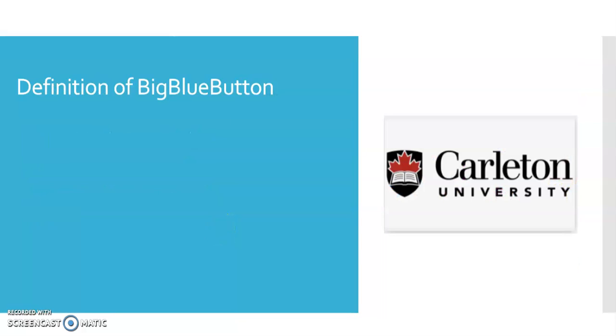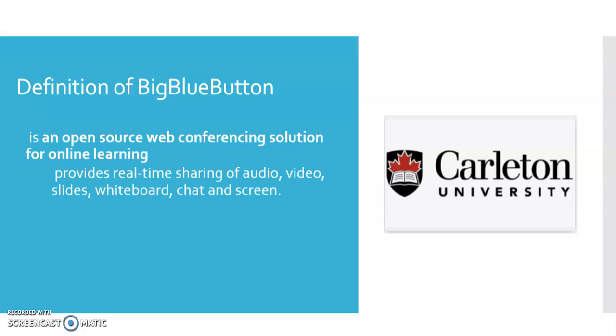So then, what is this big blue button? Now, the big blue button is an open source web conferencing solution for online learning. By open source, we mean that the developers of this software have given it out freely, that you can view it, edit it, and even make changes to it, meaning that it's available free. You can make adjustments, you can customize it to work to your best ability.